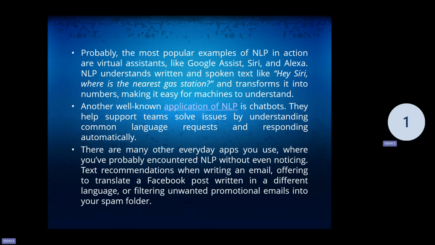Probably the most common example of NLP in action is virtual assistants like Siri and Alexa. NLP understands written and spoken text like "Hey Siri, where's the nearest gas station?" and transforms it into numbers, making it easy for the machine to understand. First, it converts your voice message into text, and then text into numbers, 0 and 1, because machines understand only binary numbers. So it transforms it into binary numbers, and then it can go for searching your query.